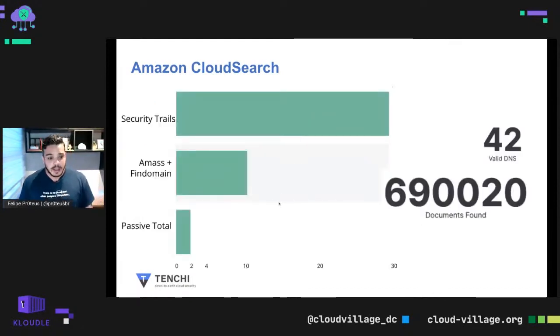So yeah, just checking by valid DNS, I found that Proteus was the most prevalent with more than 30, Amass and Find Domain around 10, and passive DNS with only 2 valid DNS. But on those 42 valid DNS that I found, I was able to reach at least 609,000 documents. So it's a huge amount of data, right?